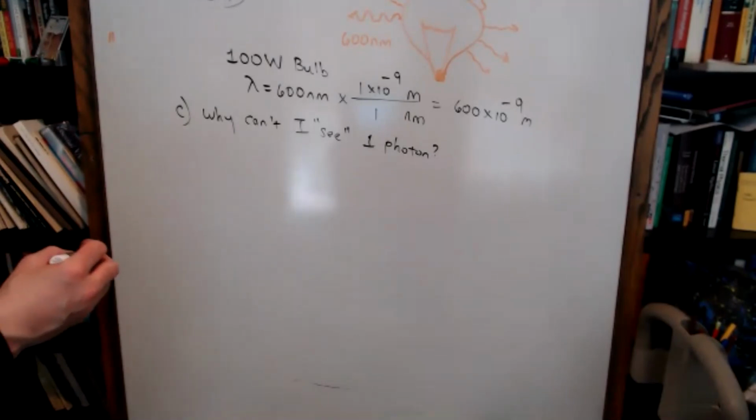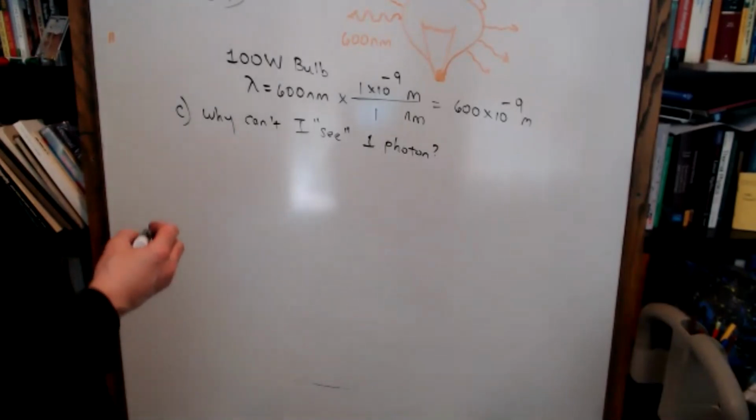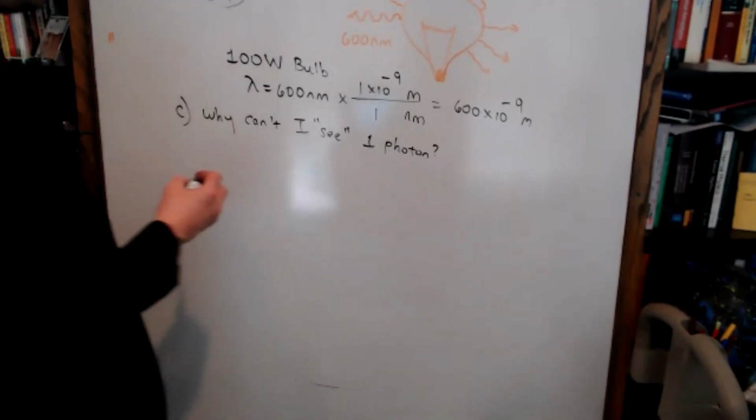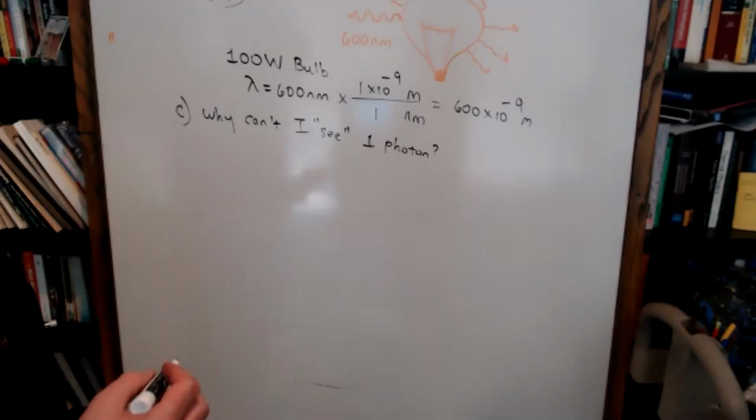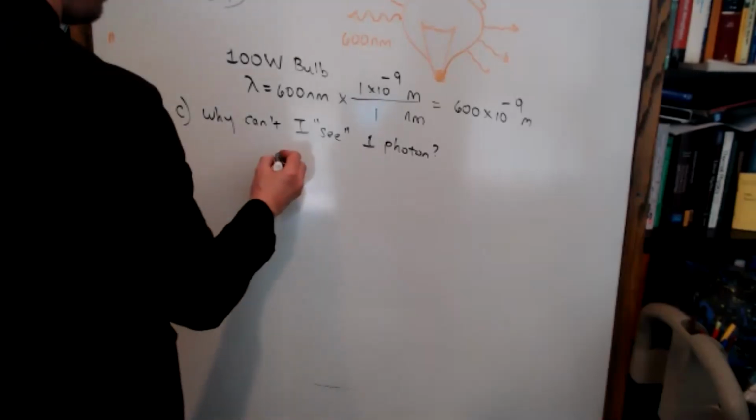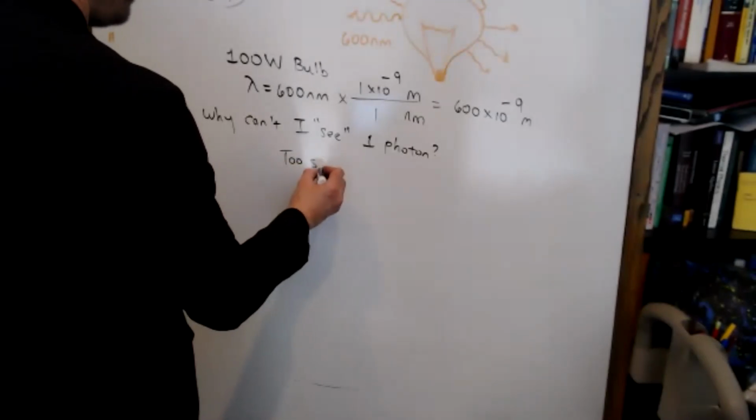Because a photon is incredibly, no, it's big. I'm sorry, what were you saying? Is it because a photon's incredibly small? Well, I agree. So one answer is too small.